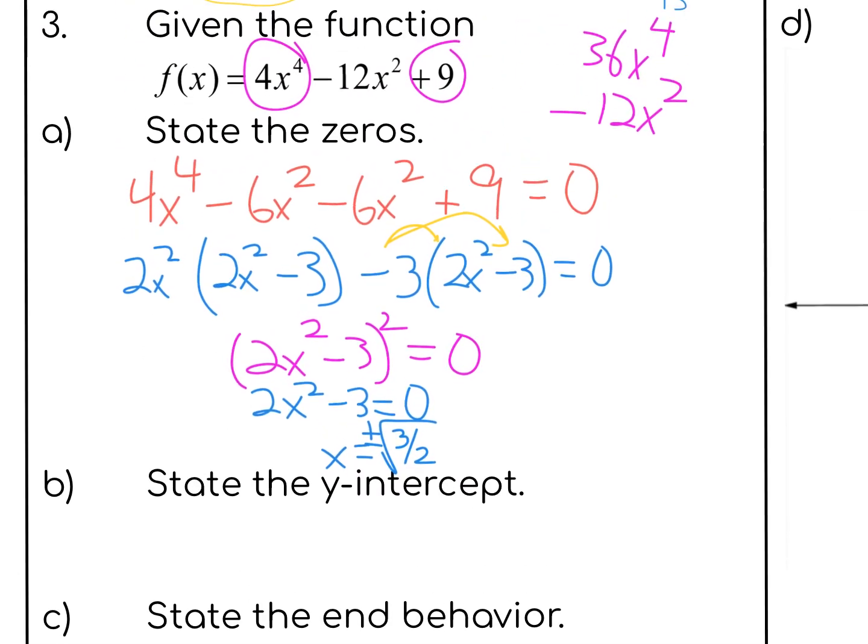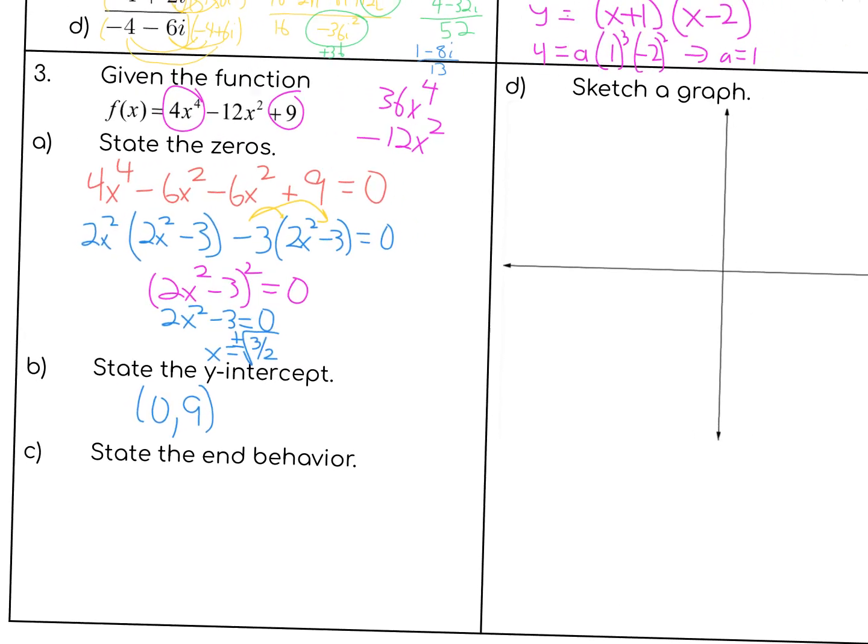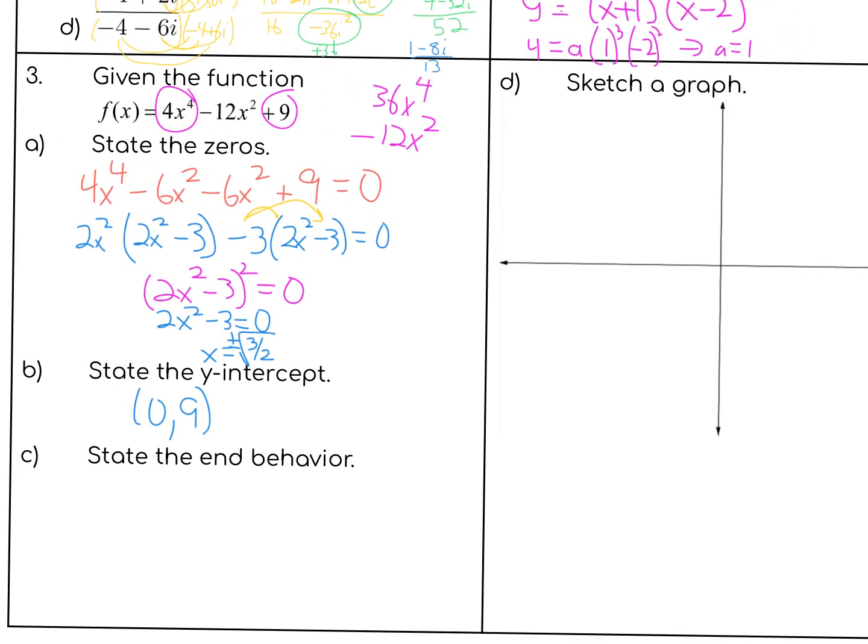State the y-intercept. When I plug in 0 for x, I get 9. So 0, 9. And state the end behavior. It was a positive quartic. So the end behavior is going to look like that. I know I'm going to have a 0 at root 3/2 and a 0 at negative root 3/2. I know I'm going to go this way, and I know that the y-intercept is 9.